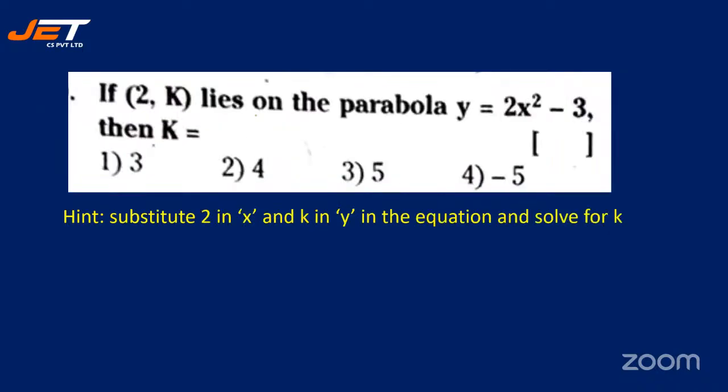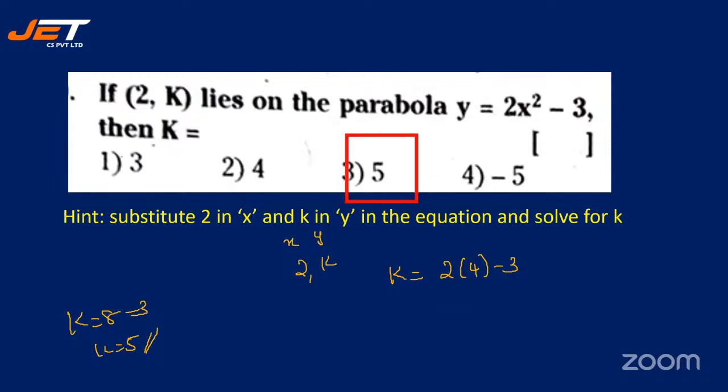If (2, k) lies on the parabola y is equal to 2x square minus 3, then what is k? So you just have to substitute 2 in x and k in y. Yeah. So you can get the value. So (2, k), this is x, y. So k is equal to y, so here k is equal to 2 into 2 square is 4, minus 3. So k is equal to 8 minus 3. k is equal to 5. So your option 3 must be the correct one. Yes. Shobha has given me the right answers.